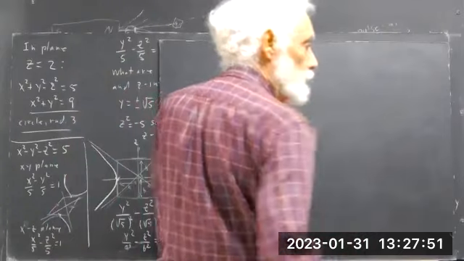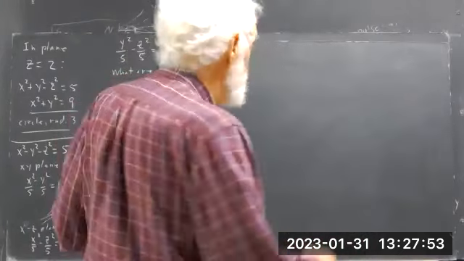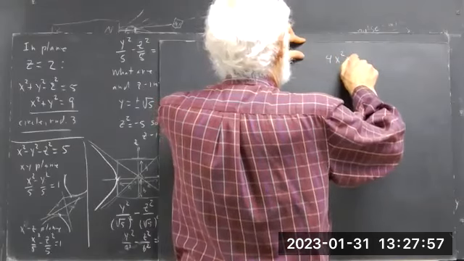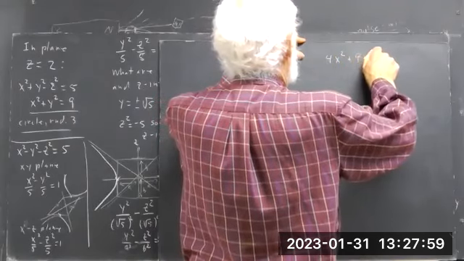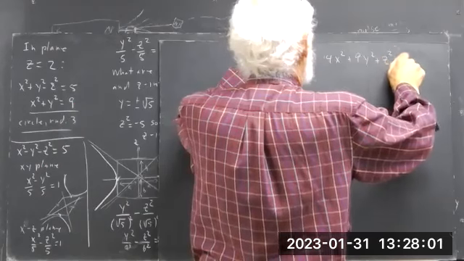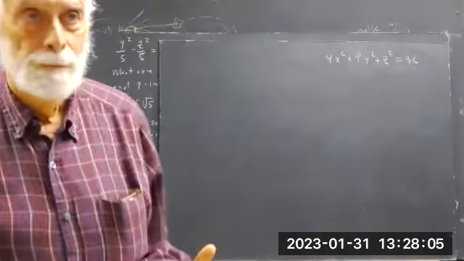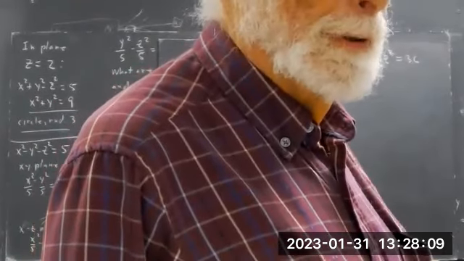Okay, so we're going to do an ellipsoid. I'm going to put some numbers in front of these. Let's say we've got... okay. What do you get in the XY plane? What do you get in the XZ plane? What do you get in the YZ plane?